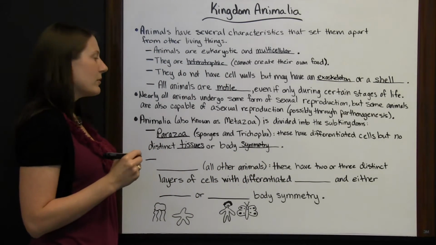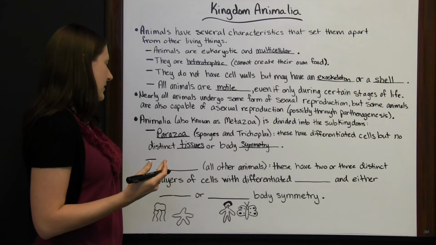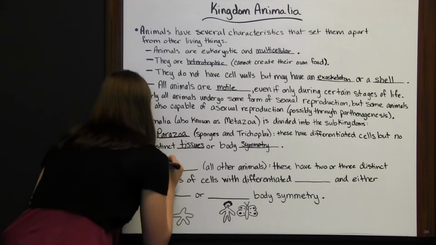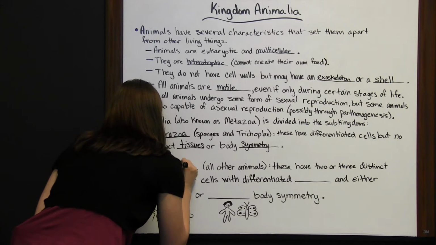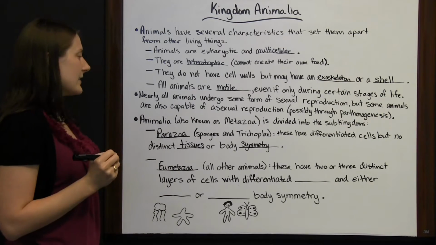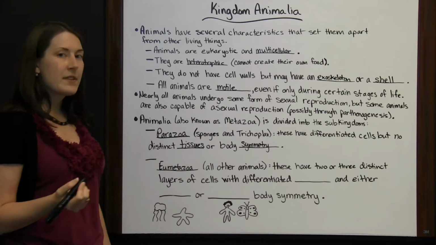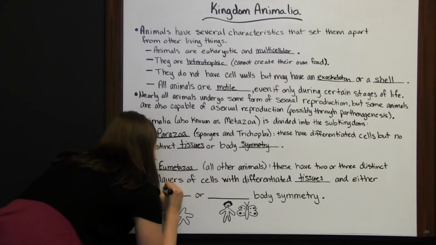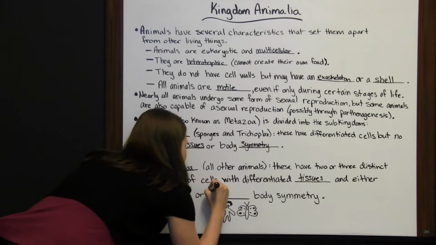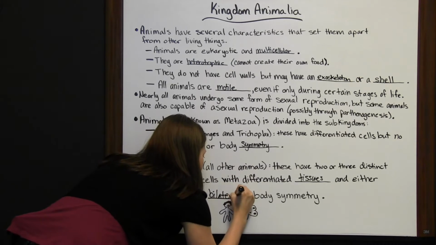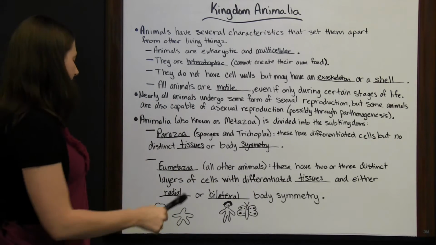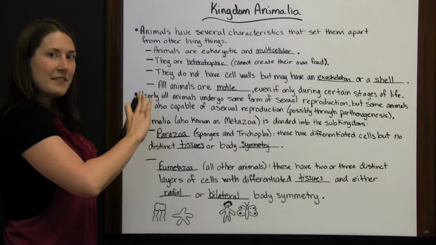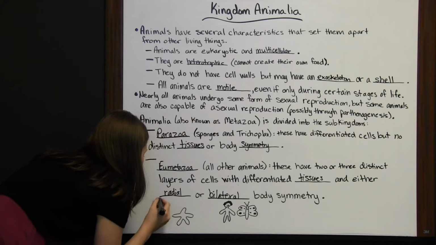Where most animals you would be able to see some symmetry, there is no symmetry as far as Parazoa are concerned. Now, all other animals are put into the subkingdom Eumetazoa. And these have 2 or 3 distinct layers of cells with differentiated tissues and either radial or bilateral symmetry. And what that means is that you can divide them a certain way. If they have radial symmetry, you would be able to divide them any way going in a circle, and the halves would match up. So a jellyfish would be an example of that.